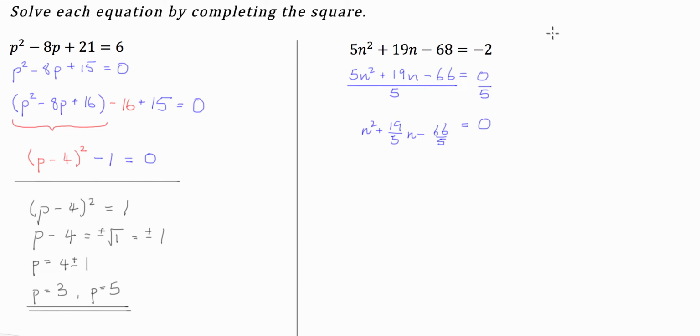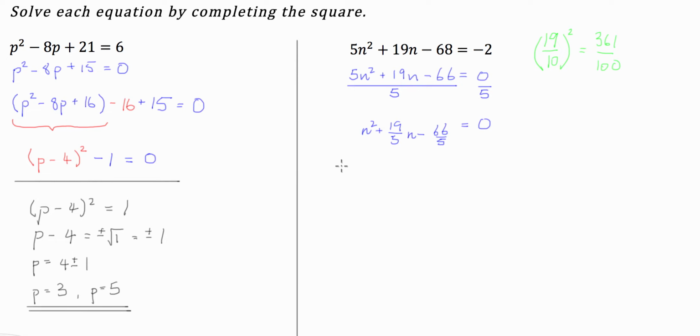So I'll do this working out over here. To get our perfect square, we're going to have to go 19 over 10 squared, and that's going to be equal to 361 over 100. So that's how we're going to get our c term on the end of our perfect square here.